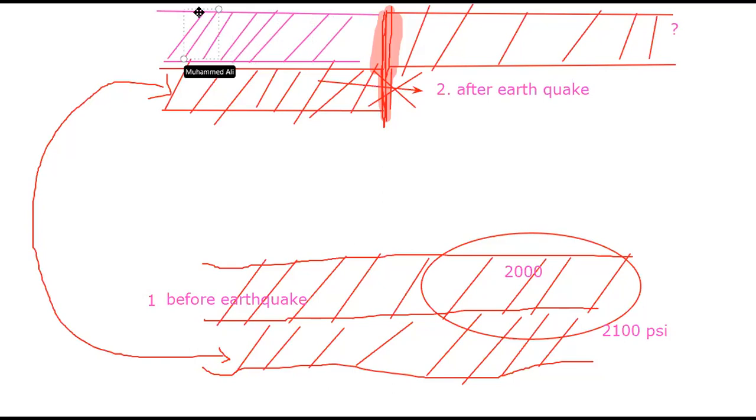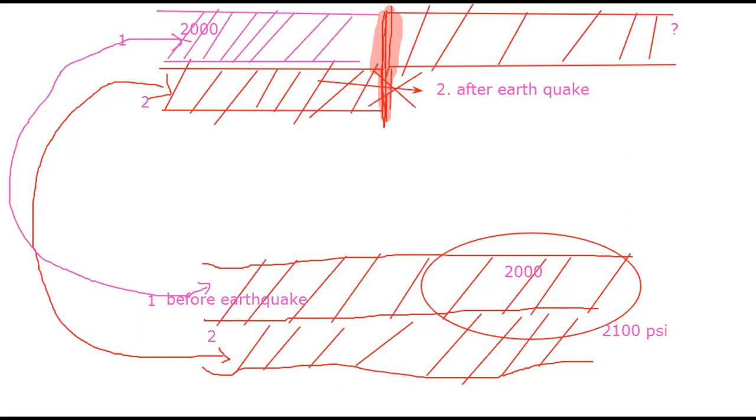Okay, I can tell you that the pressure here is 2000, because this represents the same as the above one. This is 1, this is 2. So this is 1 and this is 2. Here this is 1 and 2. But here is before the earthquake; after the earthquake, this below one goes above.